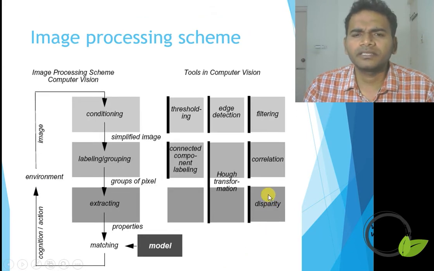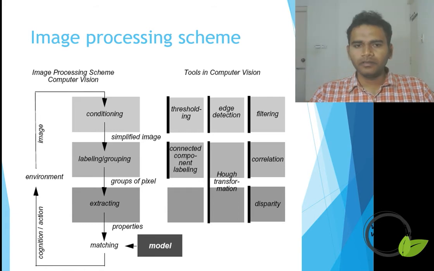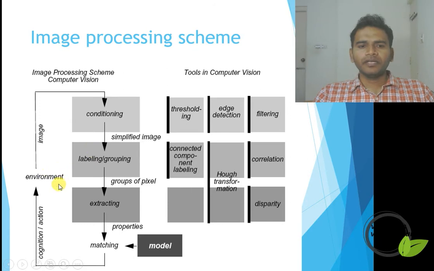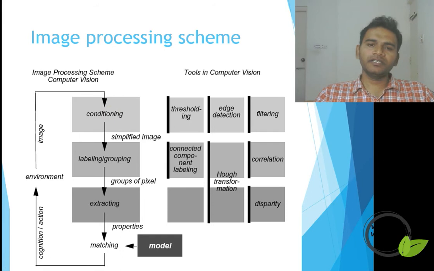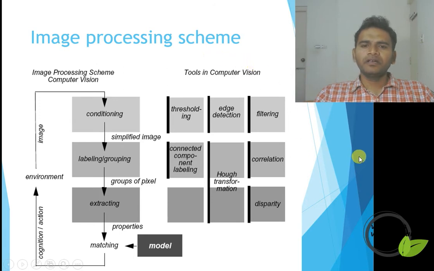So let us check the processing scheme. The image processing scheme is a continuous process where you have an environment, and from the environment you capture an image through a camera. Initially the first part goes to computer conditioning. Simple conditioning is to eliminate the basic fundamental problems like distortions present in the environment, for example dark spots, black spots, and uneven illumination within the image.